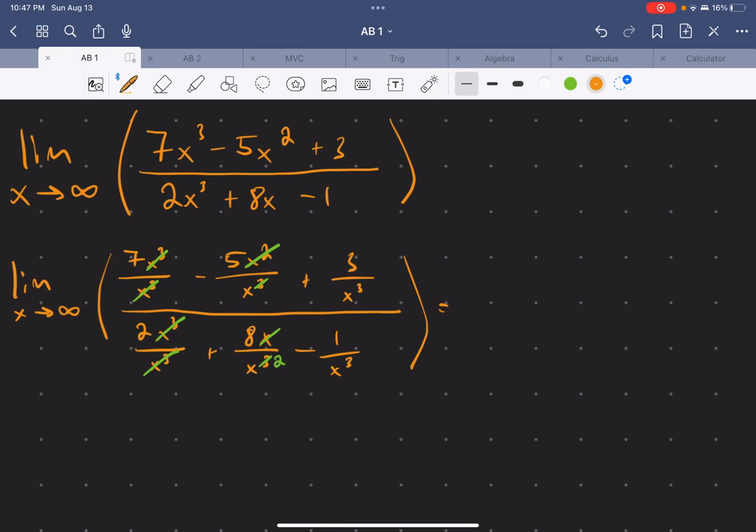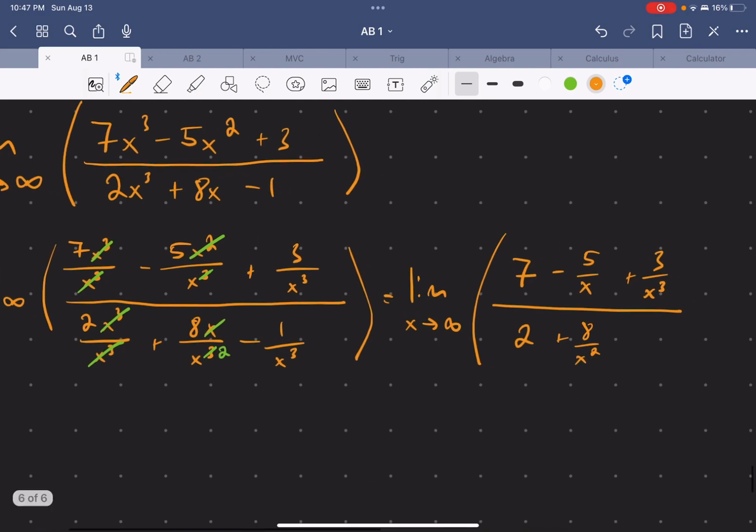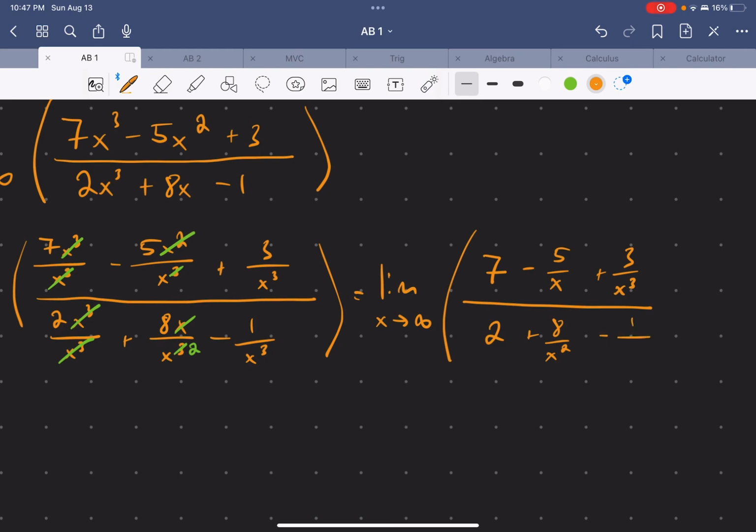So if I rewrite this, I would have the limit as x goes to infinity of, so I just have a 7 there. There is no variable left. And I've got negative 5 over x plus 3 over x cubed, divided by just the 2 plus 8 over x squared minus 1 over x cubed.